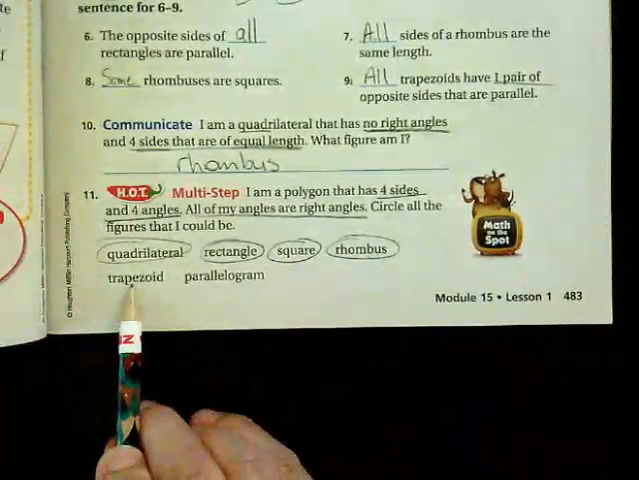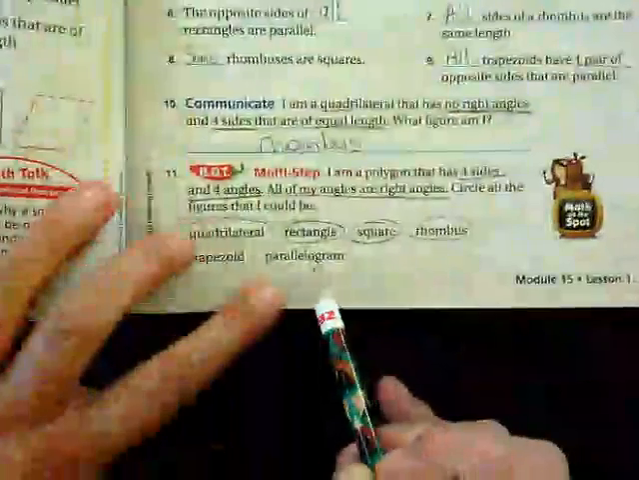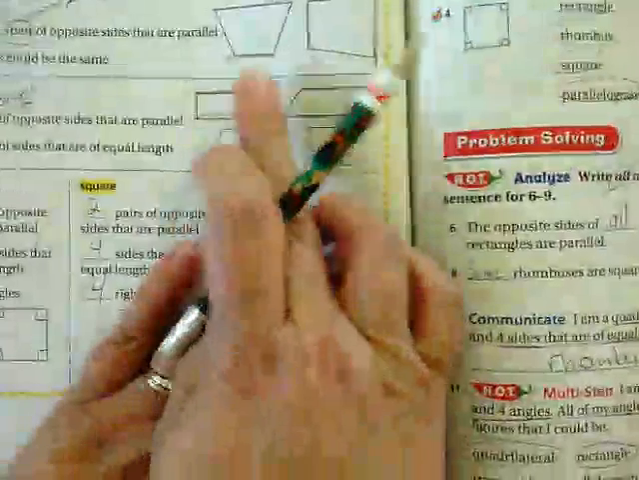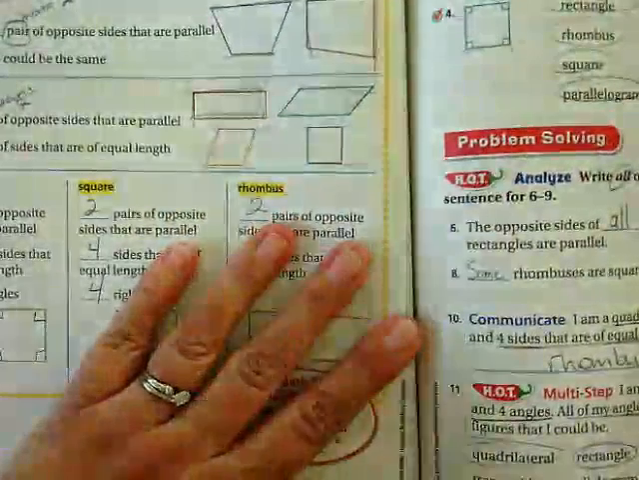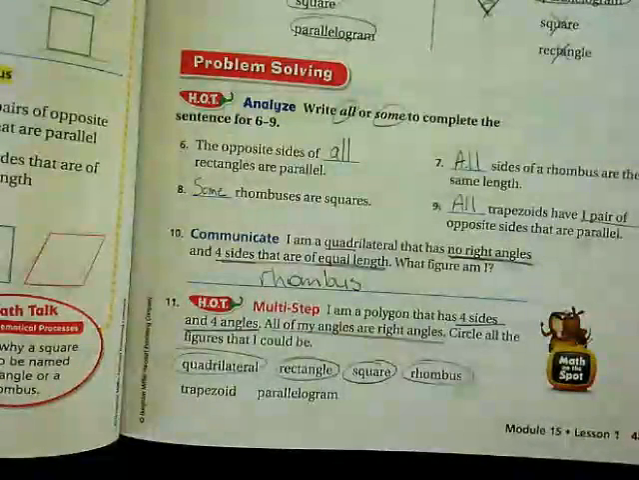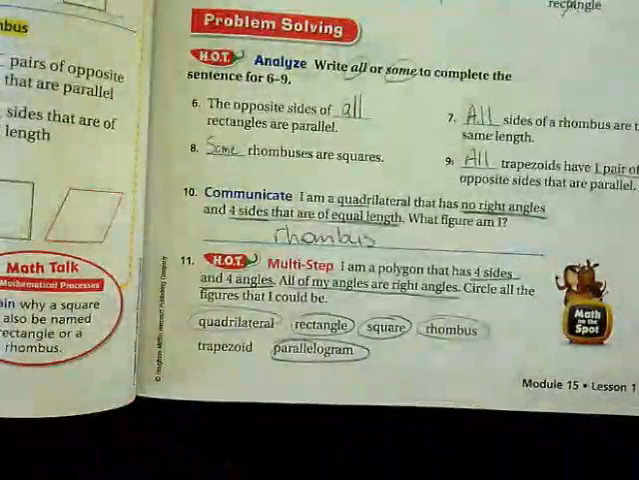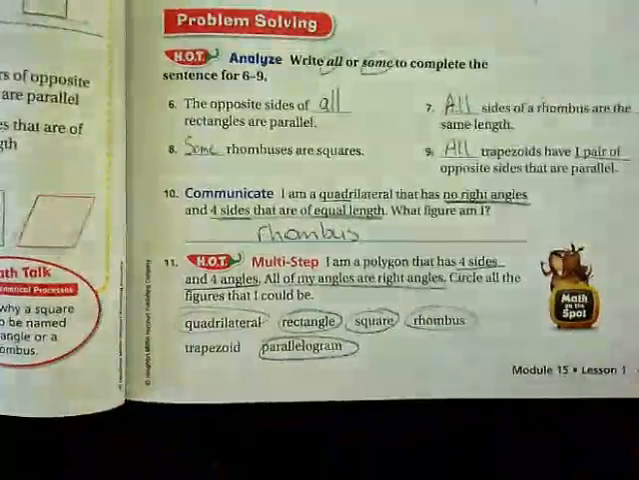How about a trapezoid? A trapezoid is that weird shaped one, so it does not have right angles, so it can't be that. How about a parallelogram? Well, we discussed that rectangles and squares are sometimes parallelograms as well as a rhombus because they have 2 sides that are opposite that are parallel. So a parallelogram works. So that's the answer for number 11.